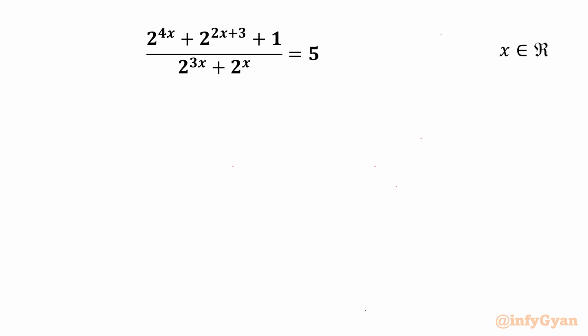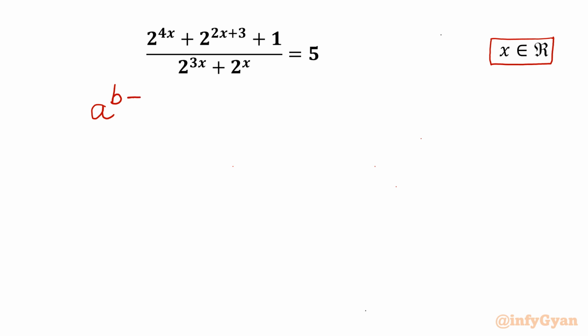Today in this video, we are going to take up another challenging question from exponential equations. The equation is (2^(4x) + 2^(2x+3) + 1) / (2^(3x) + 2^x) = 5, and we have to evaluate the real solutions. So let's get started by writing one property from exponents.